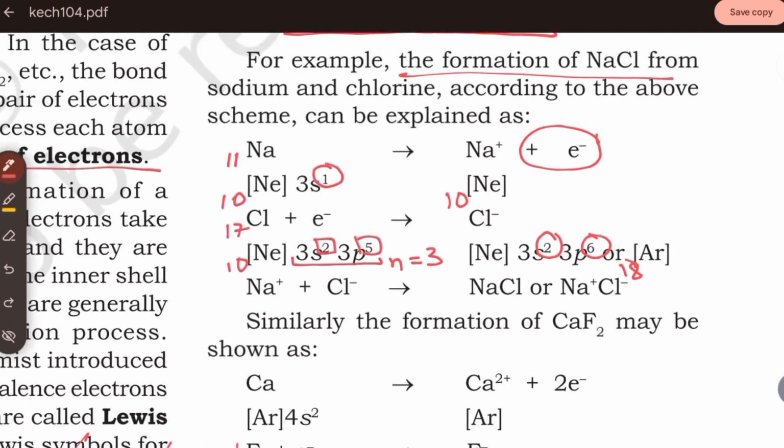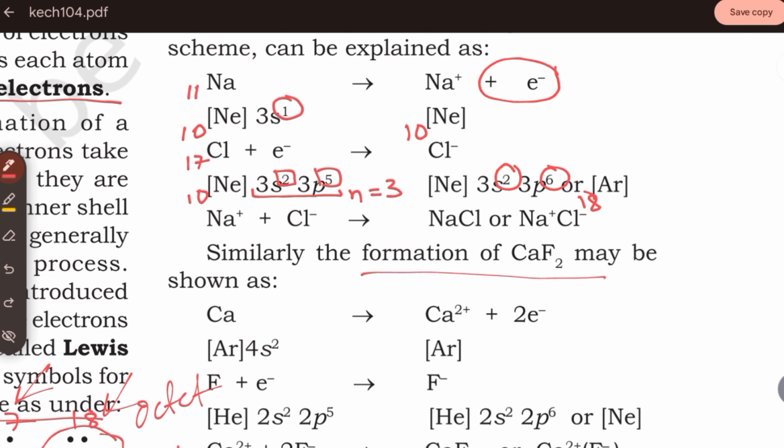So let us see the formation of CaF2. Here again, calcium loses 2 electrons to form Ca2+. Calcium has atomic number 20, argon 18 and 4s2. If it loses 2 electrons, it gets the argon configuration. So argon 18 configuration, for which it gets the octet configuration.